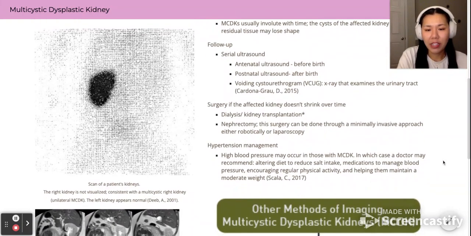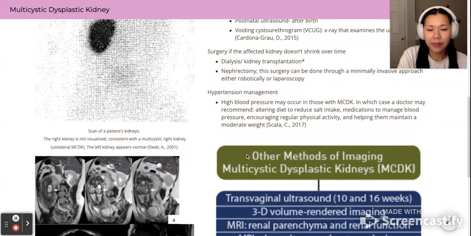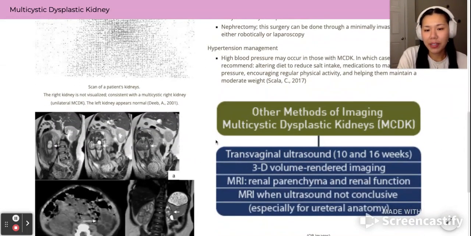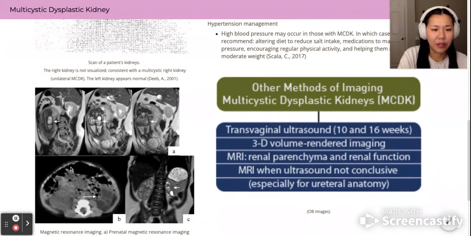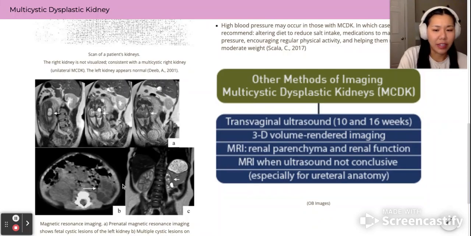As well as hypertension management, like we discussed, that high blood pressure may be a result from certain renal diseases like MCDK, in which it is important to monitor blood pressure routinely and alter diet and salt intake. And then just other methods of imaging, certain ultrasounds, MRIs, like you can see here, the different views, MRIs of the kidneys.